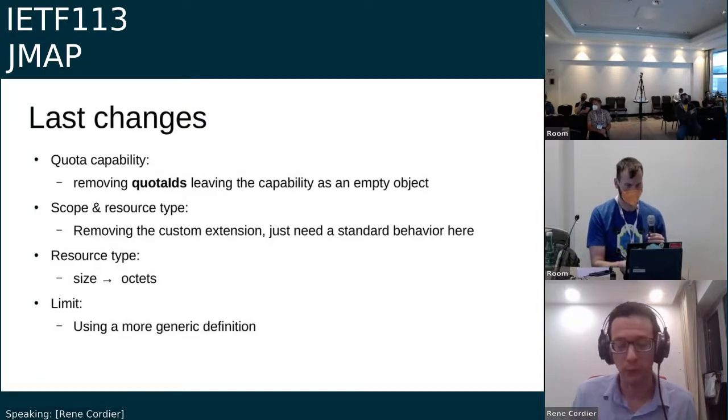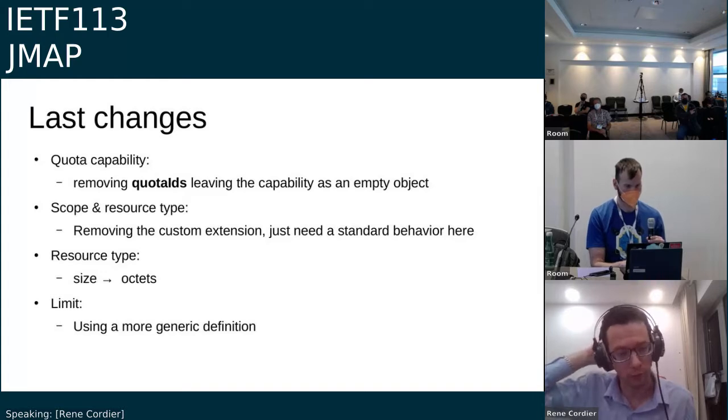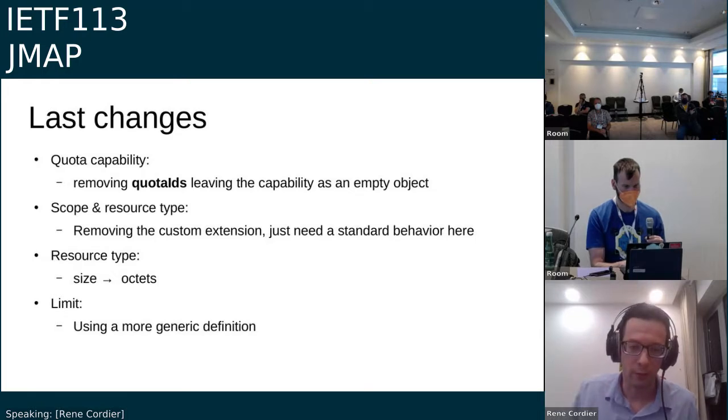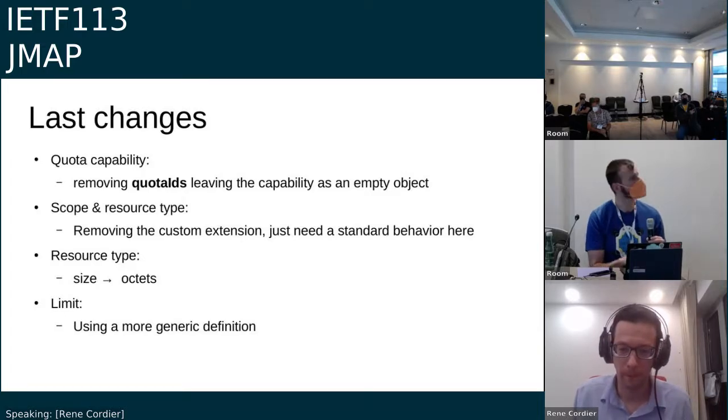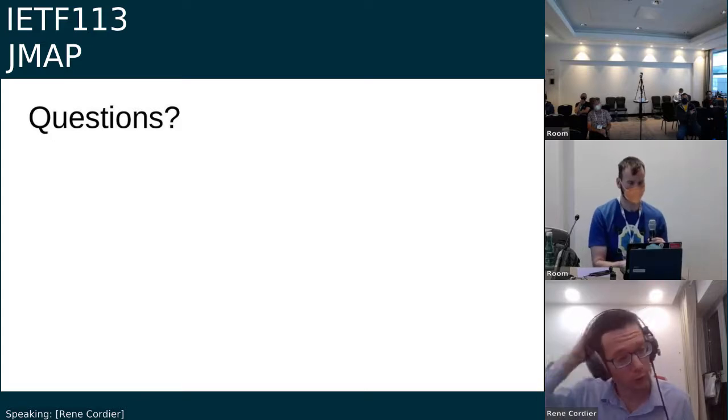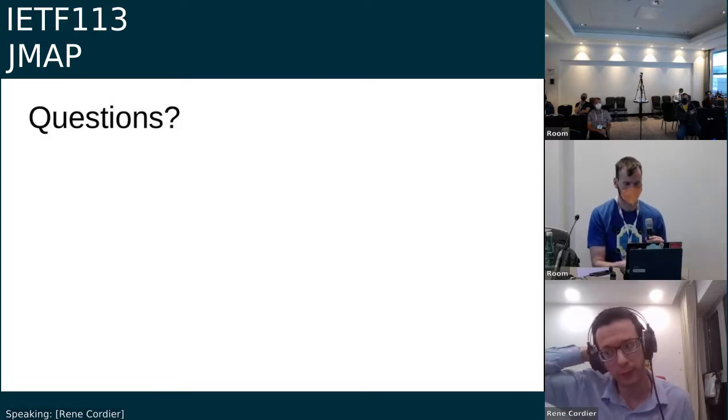And then the resource type, just renaming size to octet, so it's clearer about what we want here. And limit as well, a bit more generic definition. And that's pretty much it. So if people have questions or feedback on quotas, you're free to ask questions here or reply on the mailing list as well.